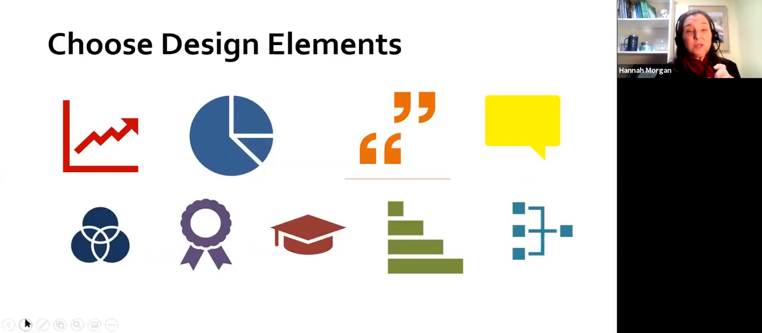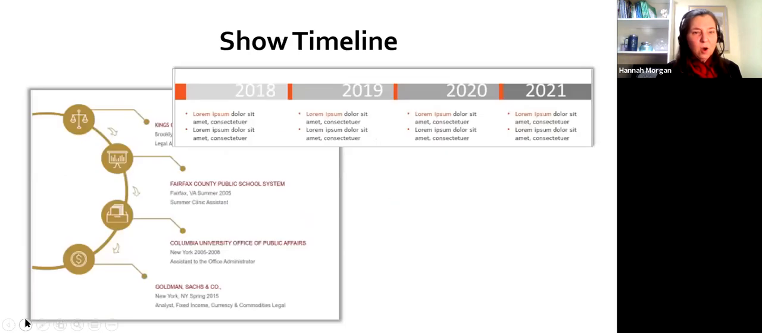Okay, so let's look at choosing our design elements. This is a line graph. This is a pie chart. These are quotes. That's another form of a quote. It's a Venn diagram, awards, education, and bar graph. So they're all different types of elements, and we're going to be looking at many of them. I'm going to show you examples of how they can actually look. I've taken these examples from other infographic resumes or infographic templates that I've come across, but they're nothing overly fancy that you couldn't replicate in many different ways.